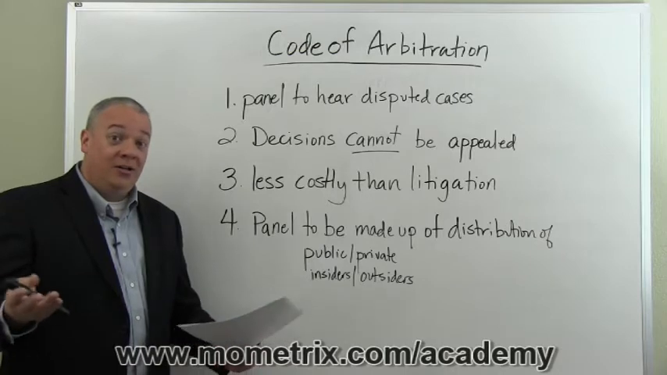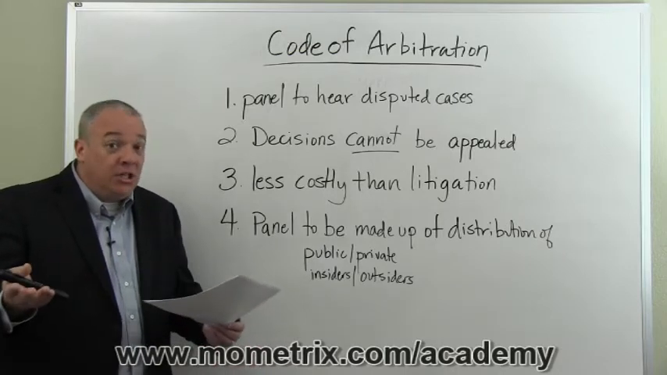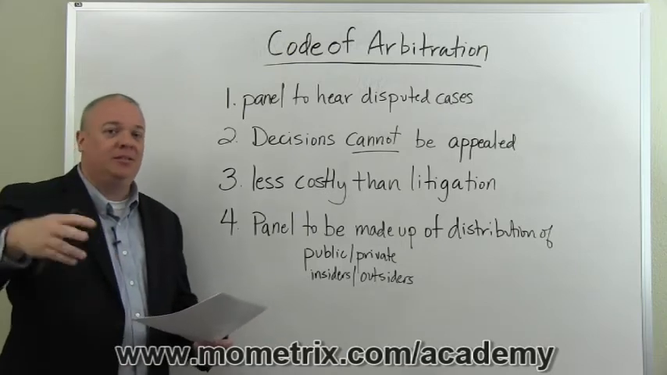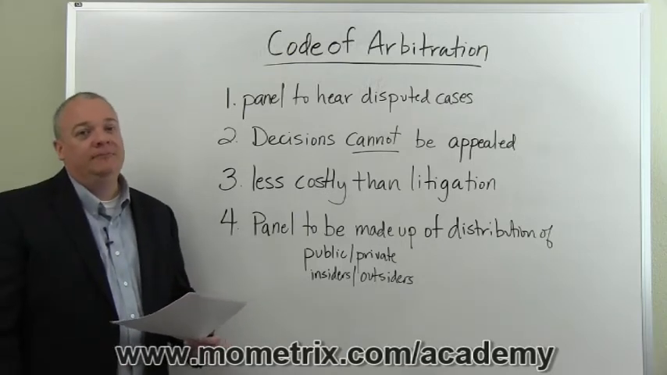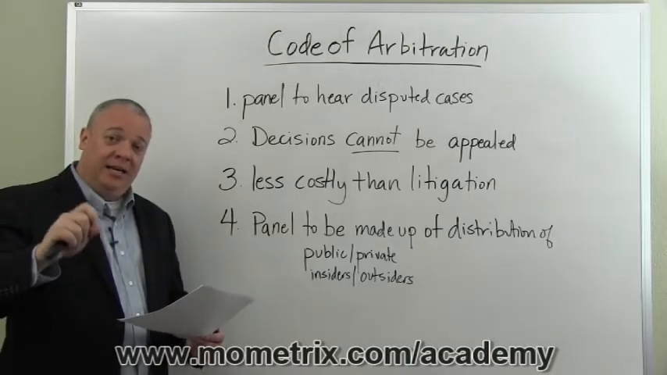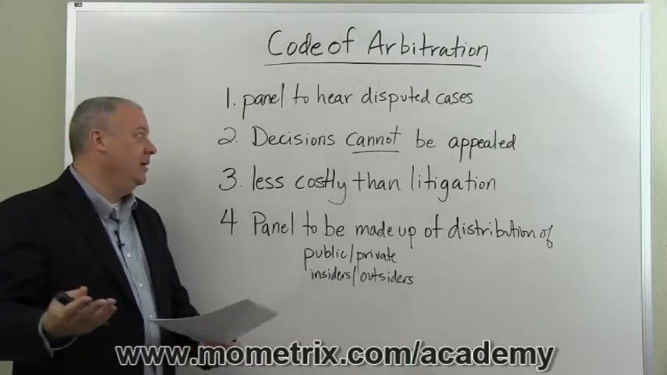Now, if you get a raw deal or you don't like the result, nothing else you can do. You can't appeal it. Whereas if it had gone to litigation, you can obviously appeal a decision and take it on from there. So arbitration has the upside of finality and resolution. The downside, you can't appeal.